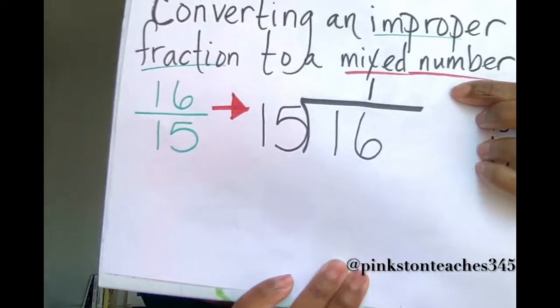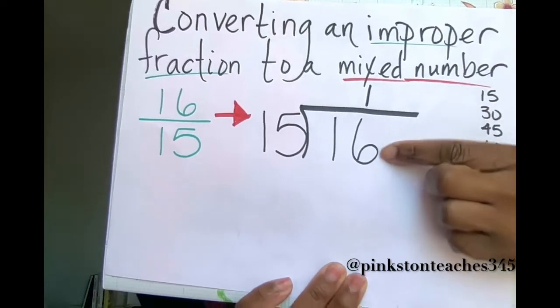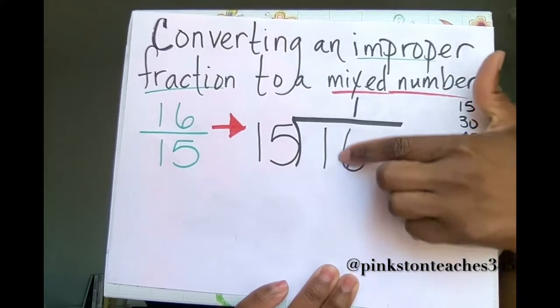The number 1 goes in the ones place, right? 6 is in the ones place. 1 is in the tens place. And that's how we will move forward from there.